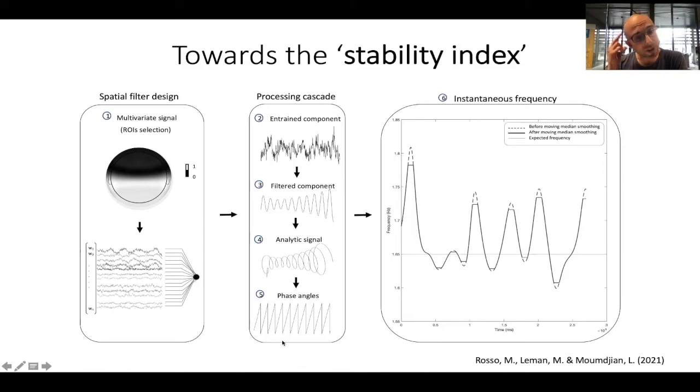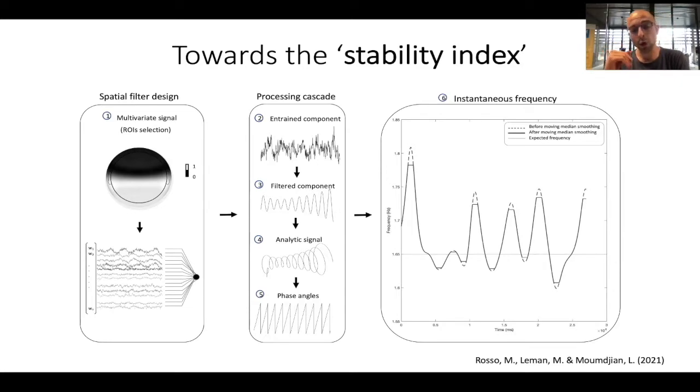After this, we need to get from this time series to a time series of phase angles. In order to obtain a reliable phase angle time series, we need first of all to filter the entrained component. For this, we used a narrowband Gaussian filter centered at the stimulation frequency. Then, via Hilbert transform, we computed the analytic signal, and from the analytic signal, we extracted the phase angles. The stability index is a phase-based measure.